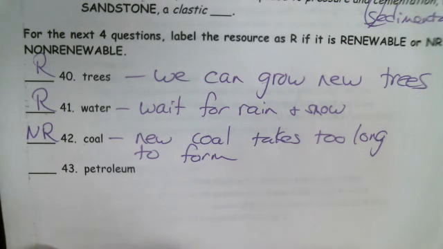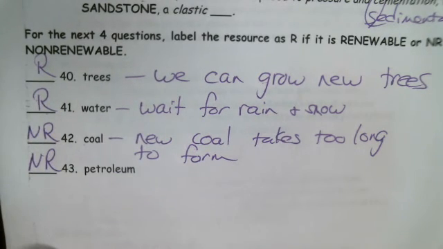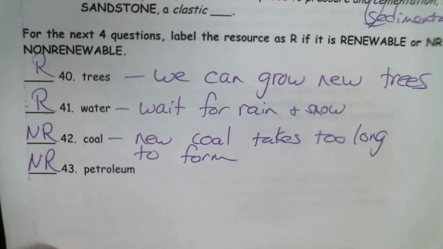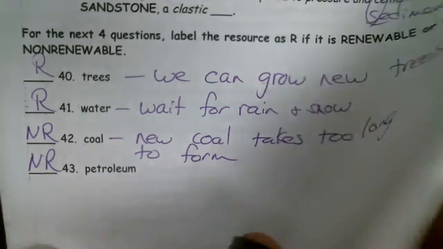And the same thing is going to happen with petroleum. Not renewable. There are some theories that say that petroleum, oil in other words, can form within a matter of a few years, but most people don't accept those theories. But they are out there. But we're going to go with the mainline science that says that it takes too long for it to form. And that's the end of that review.